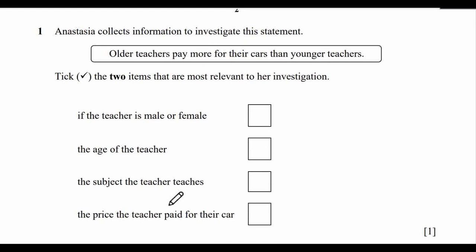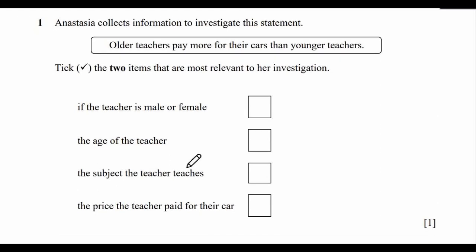You may pause this video in between if you want to find your own answer first and then see the discussion. After the question is read, the explanation will follow. Let's get started. Question 1. Anastasia collects information to investigate this statement. Older teachers pay more for their cars than younger teachers. Pick the two items that are most relevant to her investigation.